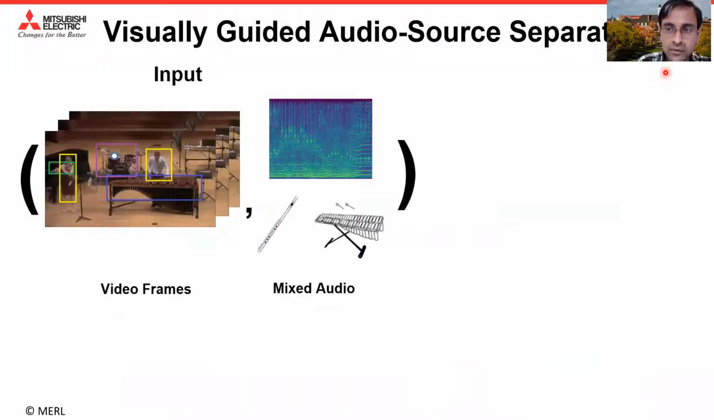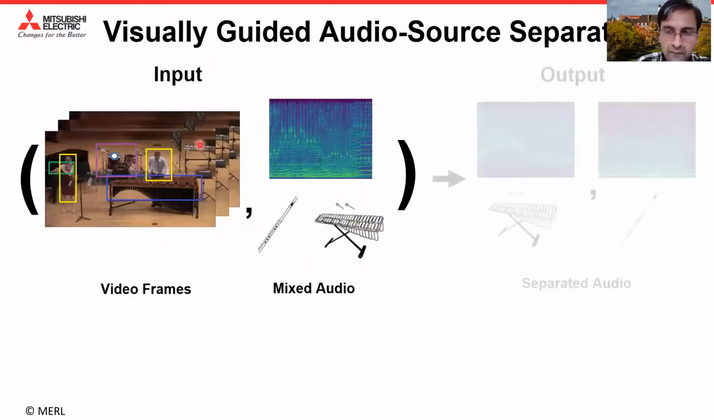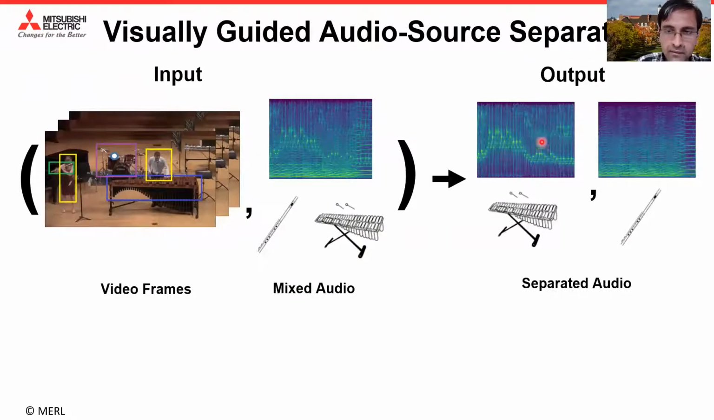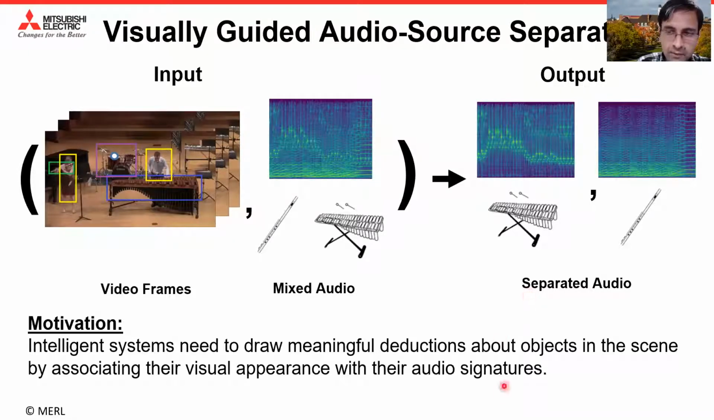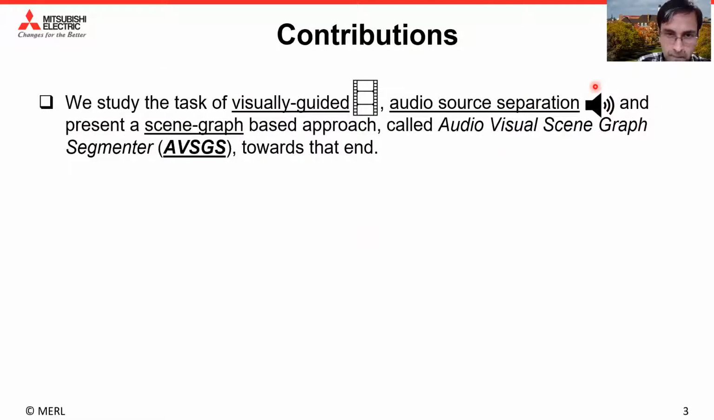In this work, we attempt to address the problem of visually guided audio source separation, which operates in the following setup. Given a spectrogram of a mixed audio signal and the corresponding frames as input, the task is to predict the source-separated spectrograms of the audio sources. Such a capability is critical to intelligent systems, which often need to draw meaningful deductions about objects in the scene by associating their visual appearance with their audio signatures.